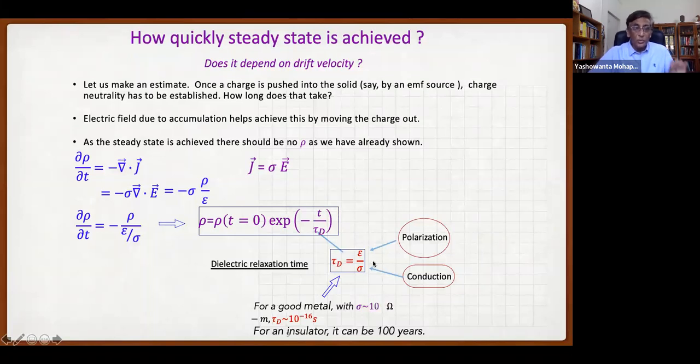Okay, so which means if in an insulator we introduce a charge, then the charge is going to remain there. It just polarizes the medium around it, but it's not going to go away. Charge neutrality will never be achieved. But if in a conductor you put an extra charge, charge neutrality is achieved in almost instant time.